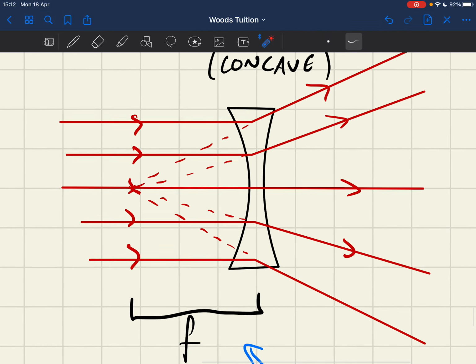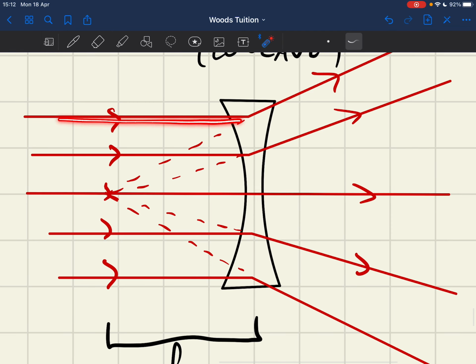Diverging lens does the opposite of converging lens, so it takes parallel rays and it moves them away from a point. So diverging means moving away.